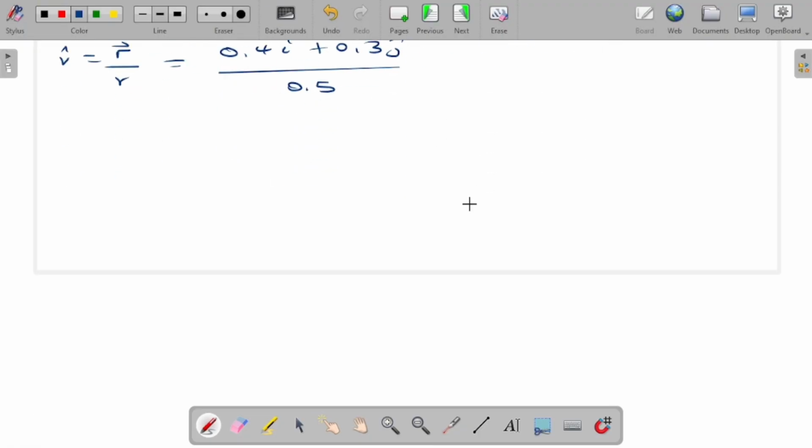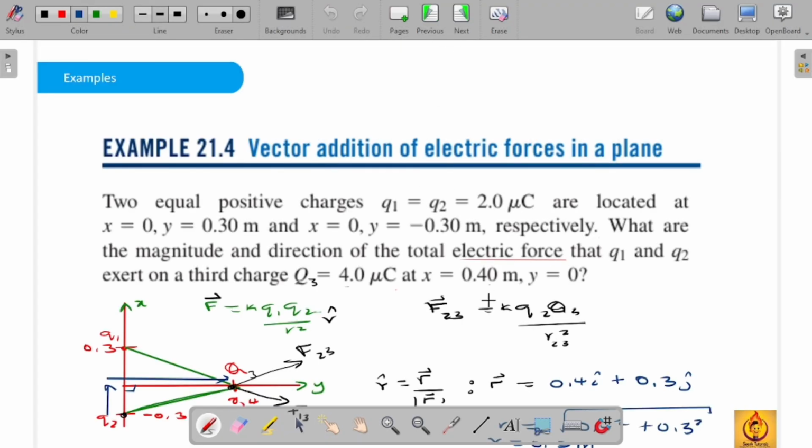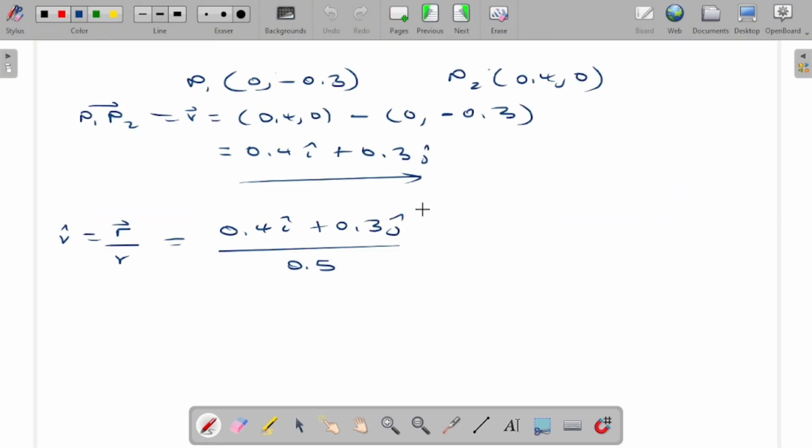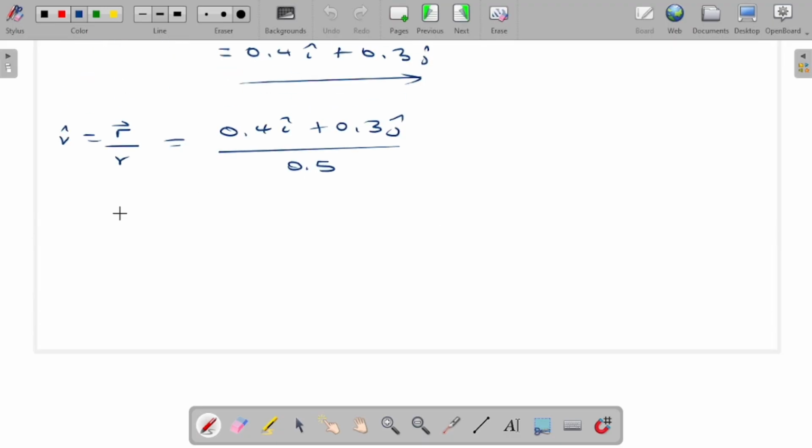And then let's go back. We said to find these forces. To find these forces, we are going to do what? We are going to take this formula, multiply the charges and divide by the distance, and then multiply by the unit vector. So let's do that. This is going to be F2 on 3, and F2 on 3 is Q2 Q3 over R squared of 2 and 3 R hat.